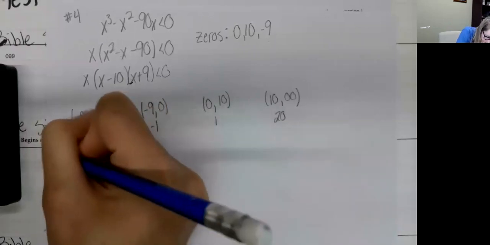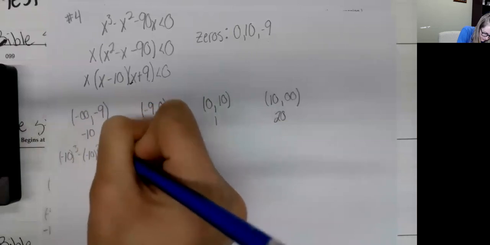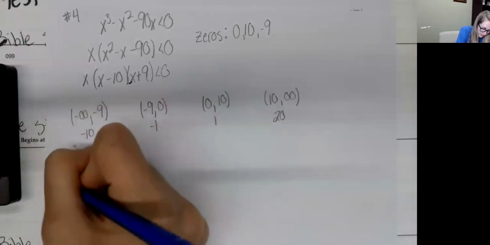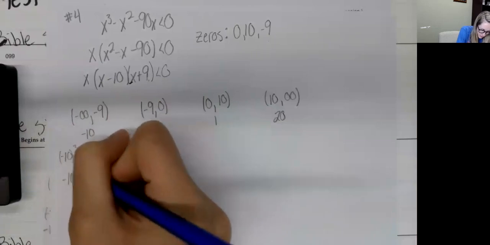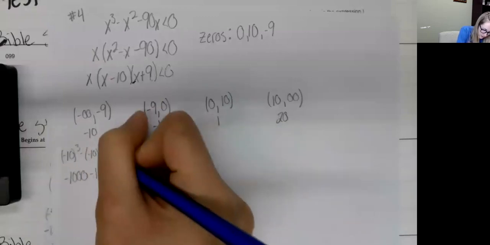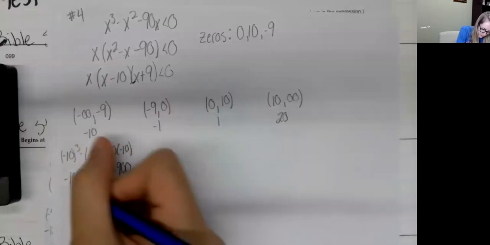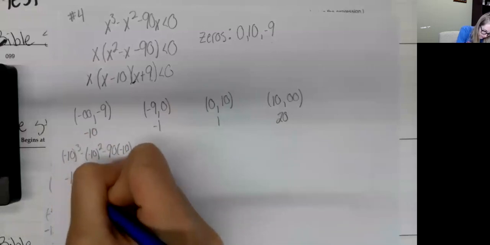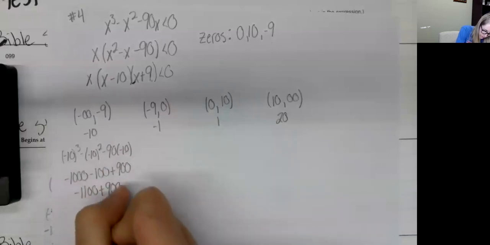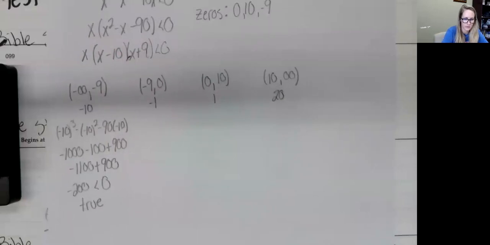So we have -10 cubed subtract -10 squared subtract 90 times -10. So a negative 10 cubed would be -1000 subtract, since -10 is squared, it's going to turn into a +100, so it's going to be subtract 100. And negative times a negative here, plus 900. So we would have -1100 plus 900, which is less than 0. So this one is true, because this would have been -200. -200 is less than 0.